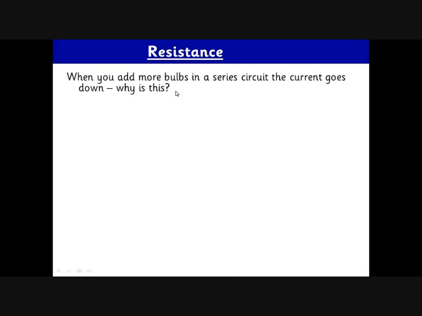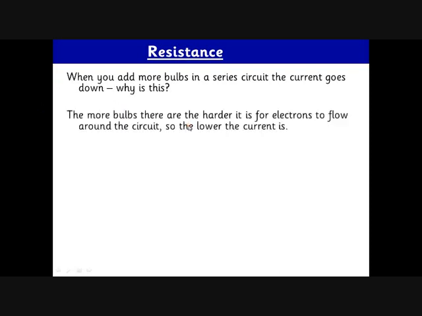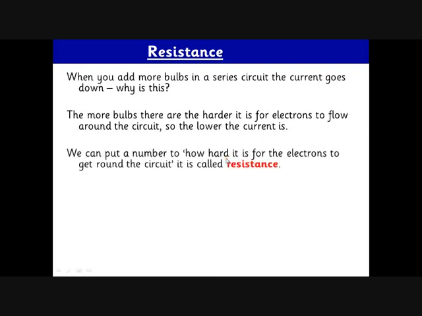So our third quantity is resistance. We might have got a little bit of an inkling for this by now because we've seen that if you add more bulbs in a series circuit, the current goes down, but we haven't really explained why that is. Well, the reason is the more bulbs are in the circuit, the harder it is for the electrons to flow around the circuit. That's why you get less current. We can put a number to that, and the number for how hard it is for the electrons to get around the circuit, that's what we call its resistance.